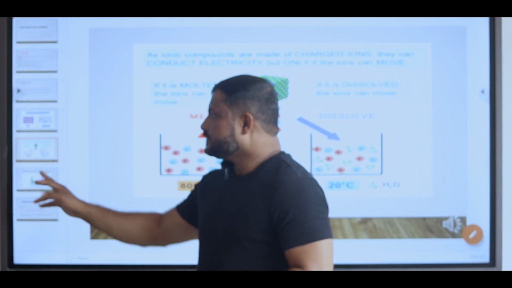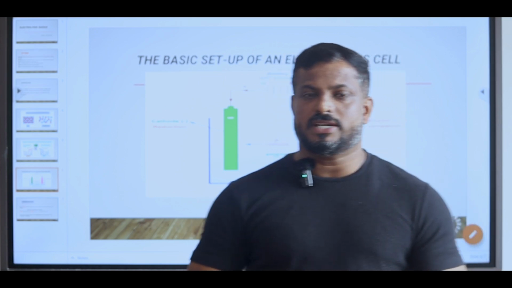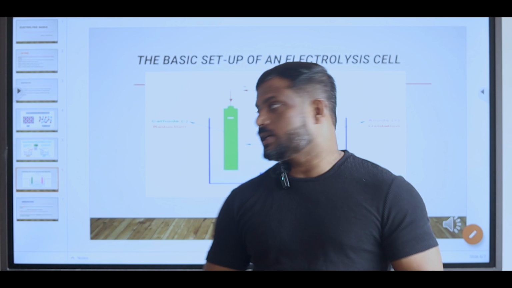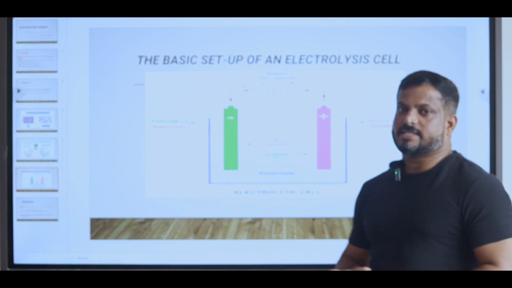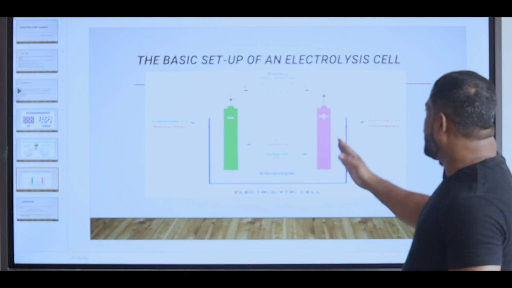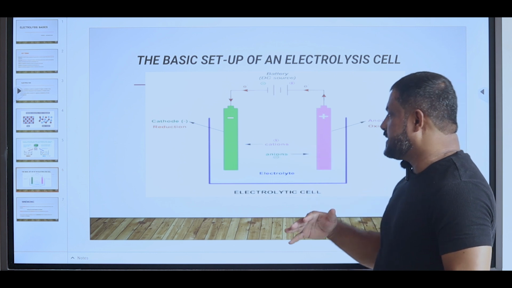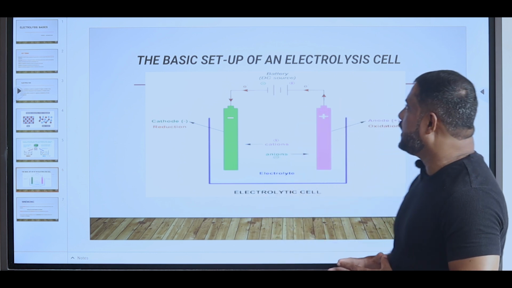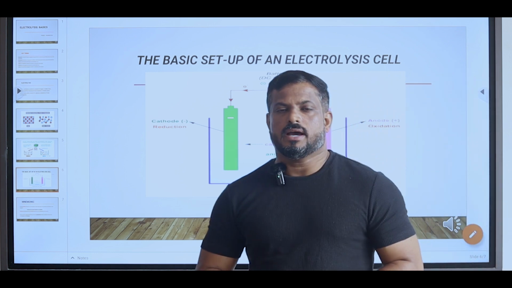Now, the basic setup of an electrolytic cell. I already mentioned an electrolyte is needed, electrodes are needed and an external circuit is needed. Look at this picture. Cathode, negatively charged electrode. Anode, positively charged electrode. Electrolyte is the medium. This is the regular setup arrangement of an electrolysis cell or electrolytic cell.